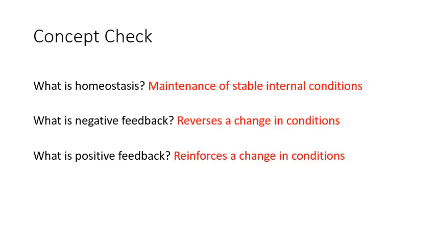All right, so homeostasis is the maintenance of stable internal conditions, whatever those conditions might be. There's a lot of them. Negative feedback is a loop that's going to reverse a change in conditions. So if we change away from our set point, it's going to reverse that change and get us back to the set point. Positive feedback is going to reinforce that change in conditions, so continuously driving us away from whatever point we started from.